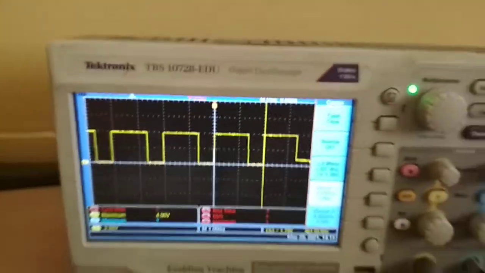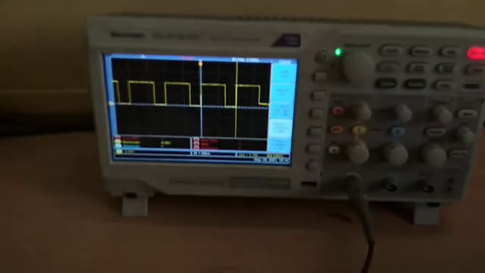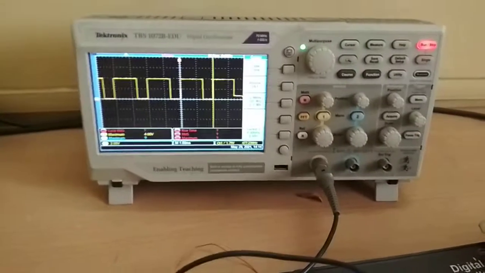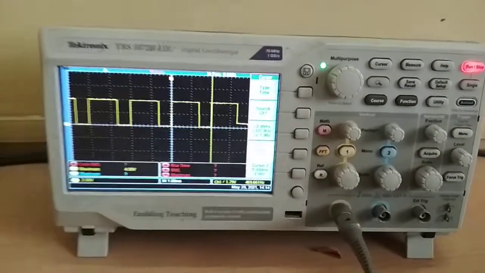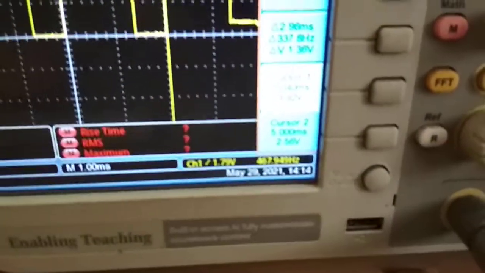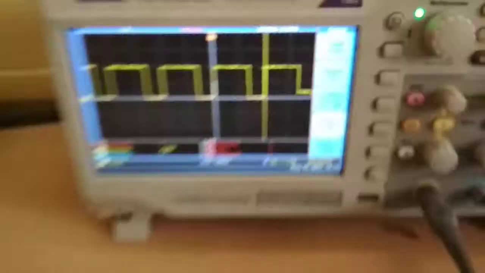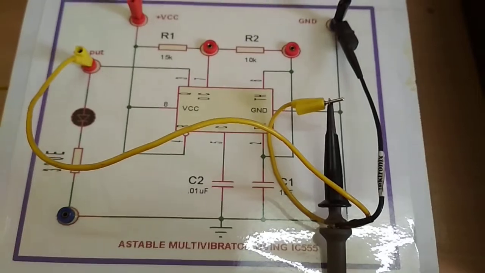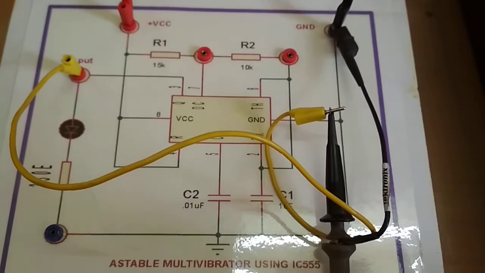So this is all about the astable multivibrator. In this astable multivibrator, we have observed the output signal, as well as measured the T on and T off time of this output waveform, and also measured the output frequency of the astable multivibrator. So this is all about the astable multivibrator using IC 555.